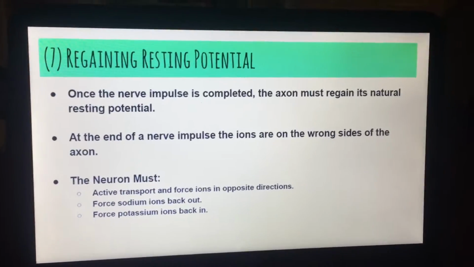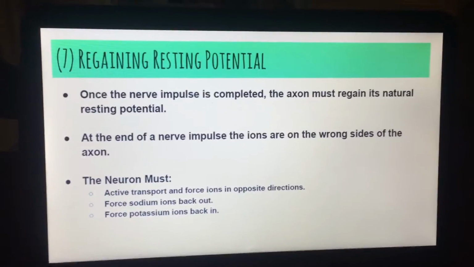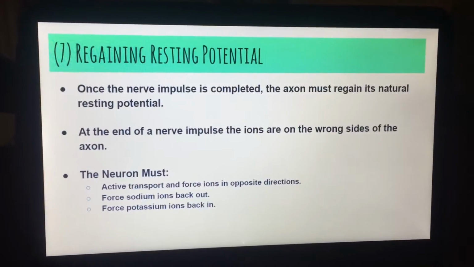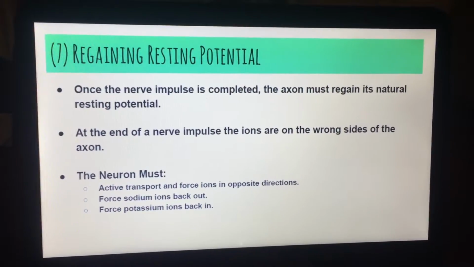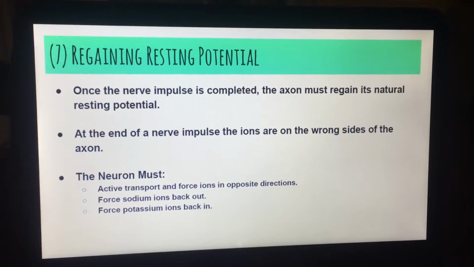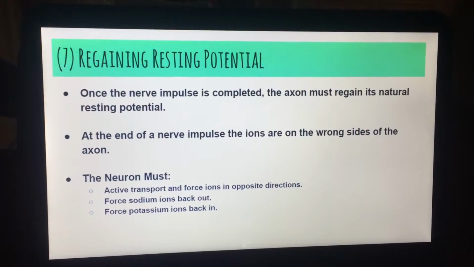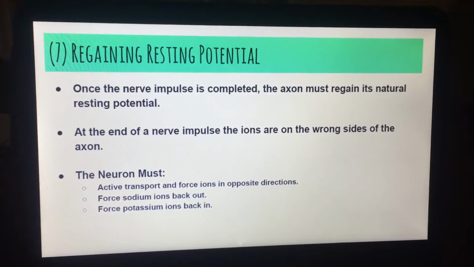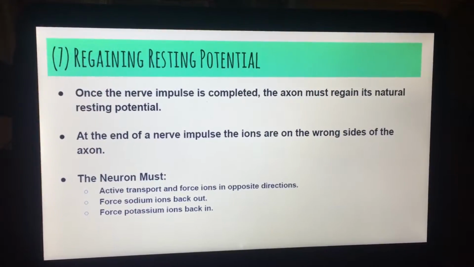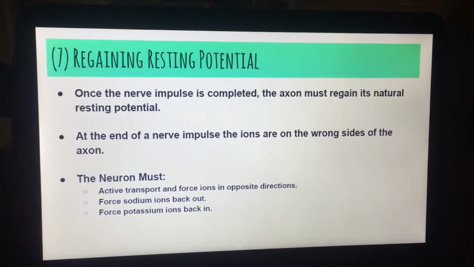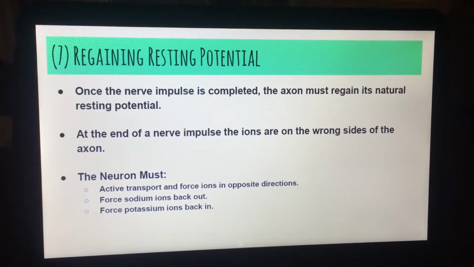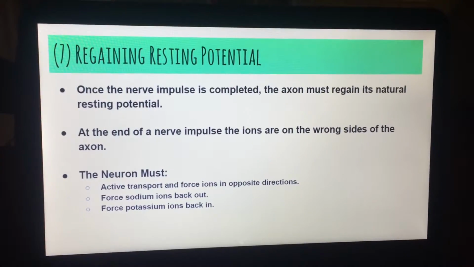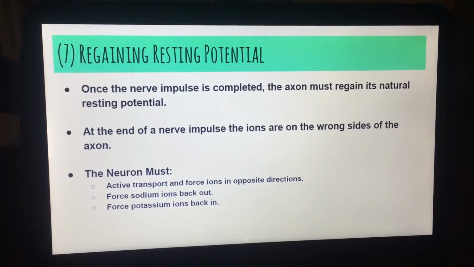Now, once we have done all that, that sounds great, and we have made something happen. We've made your arm move, we've made your stomach secrete gastric juice, whatever it may be. Except now the problem is we have those ions all in the wrong place, and everything has to get put back together so that neuron can send the next nerve impulse. So now, to regain resting potential, that natural state that your neuron exists in, we have to actively transport or force those sodium and potassium ions back in and out to where they belong.